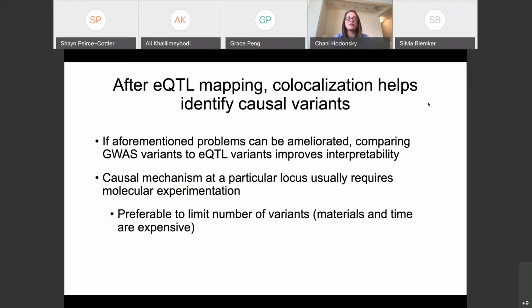So once this eQTL mapping has been completed, we want to see whether there are actually any variants that line up with previously published GWAS variants. The reason for this is that it narrows the number of molecular experiments required to figure out not only whether there's a causal variant in that region, but also whether the gene is actually having the biological mechanism that we believe it does.